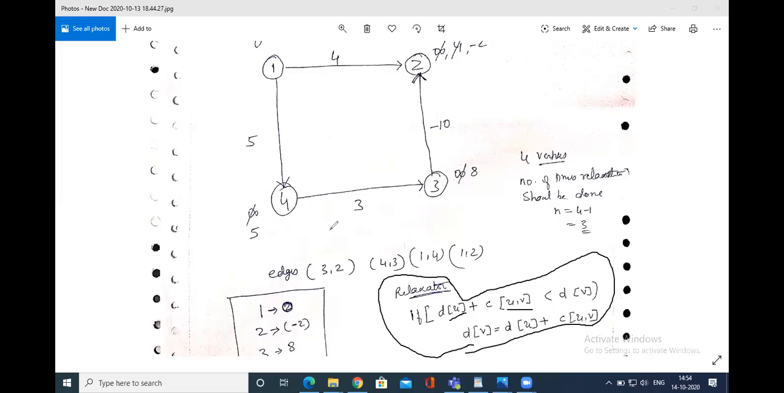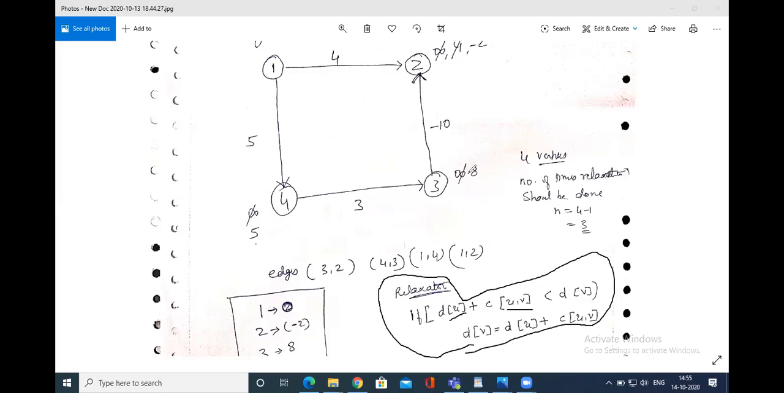If the distance between 4 and 3, how do you calculate the distance of u? Clear, it is 5. For example, if we have infinity given, plus the cost of an edge between 4 and 3 is 3. If you add this, is it less than the distance of v? What is the distance of v? Infinity here.